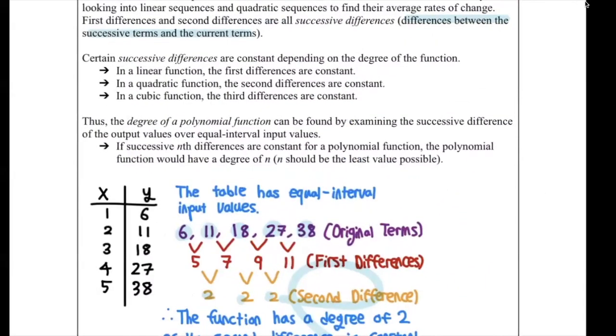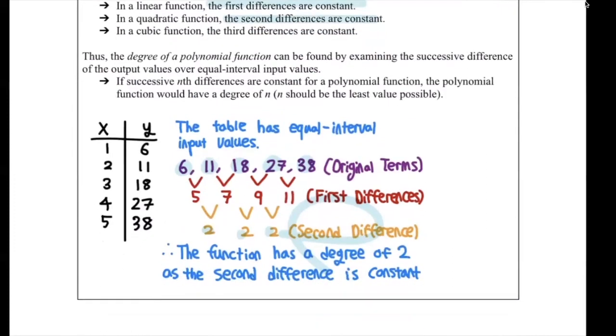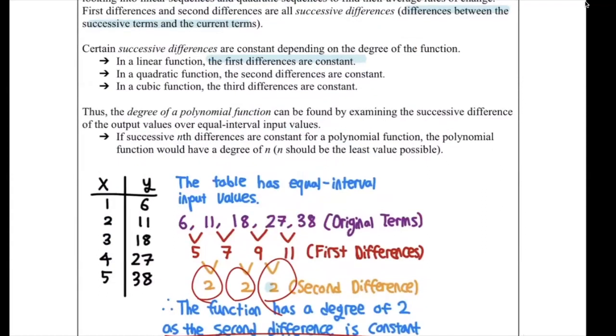Certain successive differences are constant depending on the degree of the function. For linear functions, the first differences are constant. So no matter what data values are given, if you calculate the first differences, they would all be the same for linear functions. For a quadratic function, the second differences would be constant. If you take a look at this example, the second difference is all 2. Therefore, we can conclude that the function has a degree of 2 as the second difference is constant. This is a valid argument because, for quadratic functions, the second differences are constant.